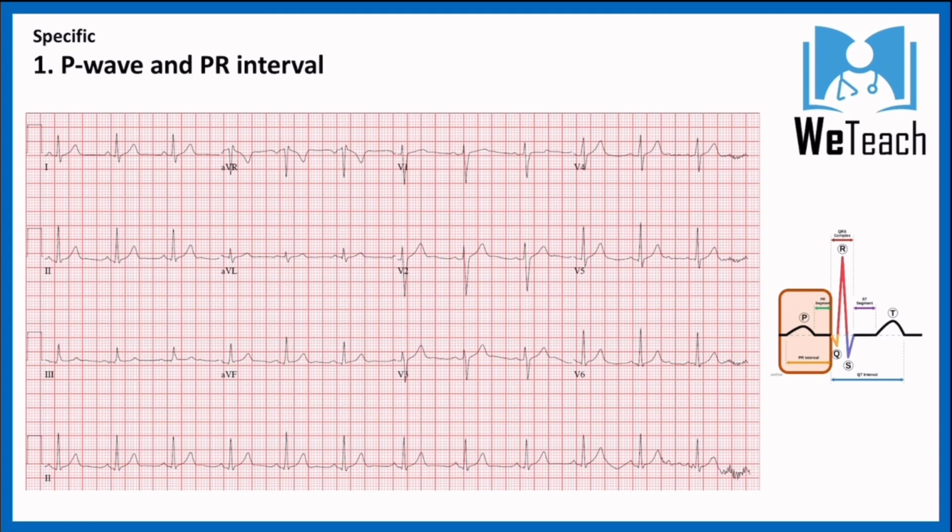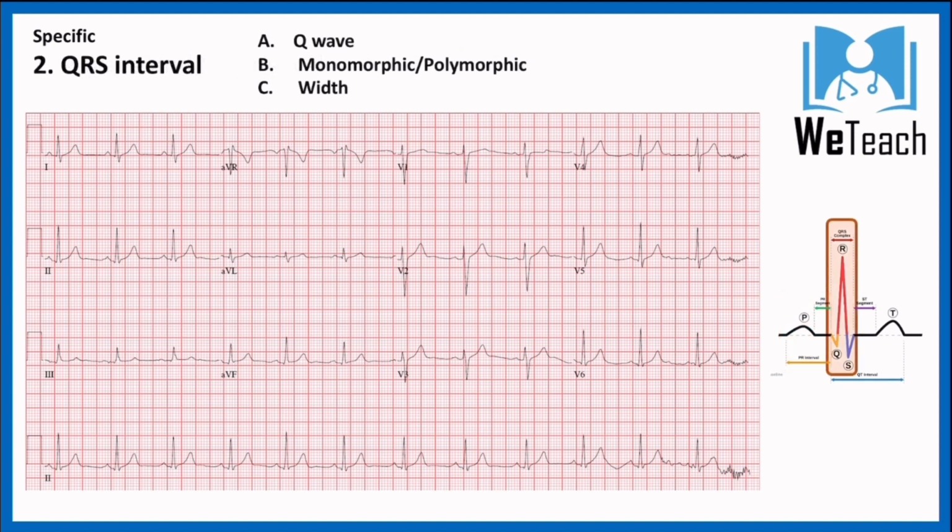Now for specific findings, follow the same order of waves and segments in the ECG. So start with the P wave and PR interval. The PR interval is the space between the beginning of P wave till the beginning of a QRS complex, and this shouldn't exceed one big box. If it exceeds that, then think about type 1 AV block.